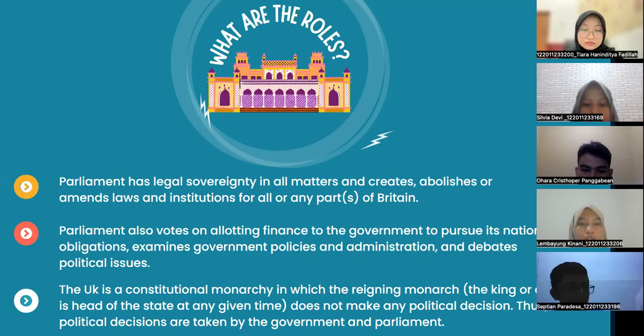The United Kingdom is a constitutional monarchy in which the reigning monarch, the king or queen who is head of the state at any given time, does not make any political decision. Thus, all political decisions are taken by the government and parliament.